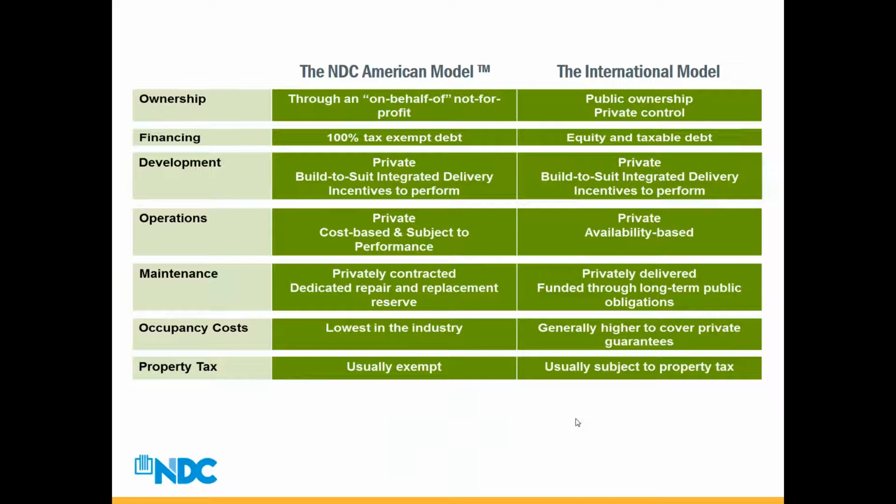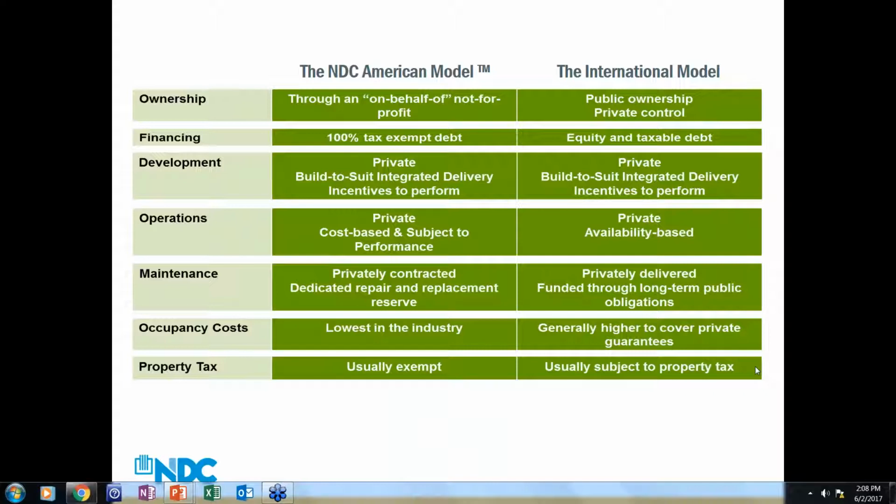The uniqueness about NDC is that we have a group exemption from the federal IRS that allows us to create special purpose not-for-profit entities to build and maintain a facility on behalf of a local community very quickly. And they can quickly get their 501c3 status using our group exemption. The financing in the American model is 100% tax-exempt debt. The development is private, build-to-suit, integrated development with incentives to perform. The operations can be private and cost-based, subject to performance. And the maintenance can be privately contracted with a dedicated repair and replacement reserve.